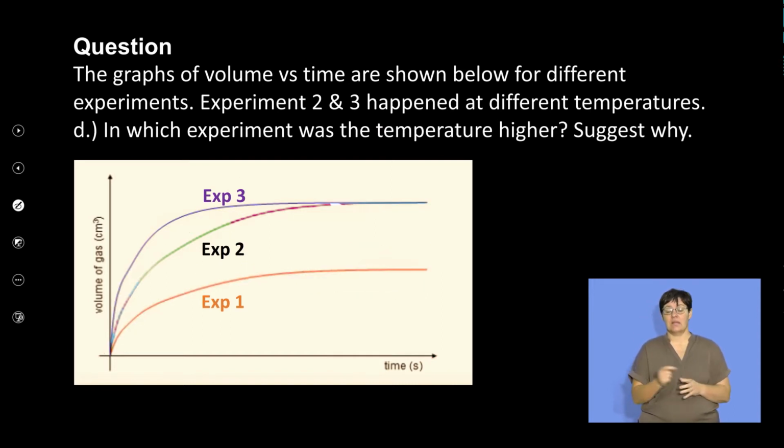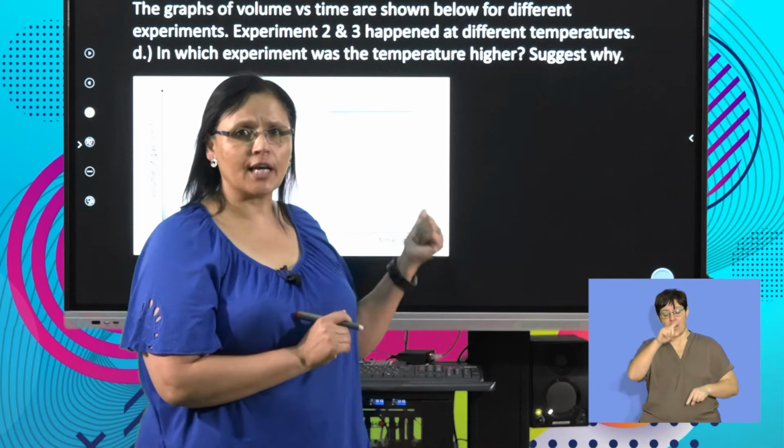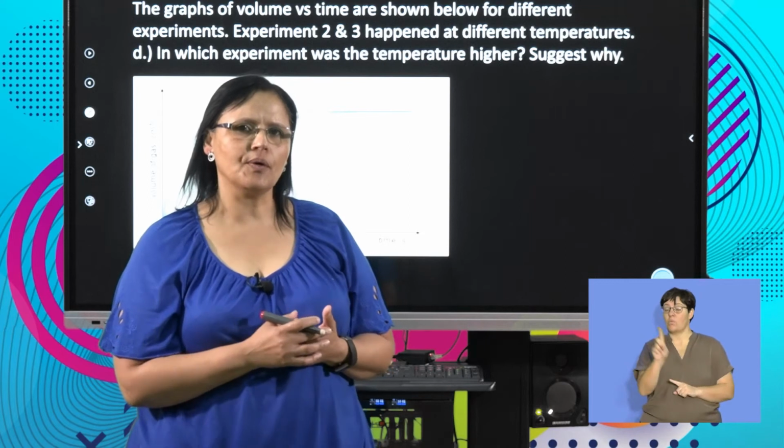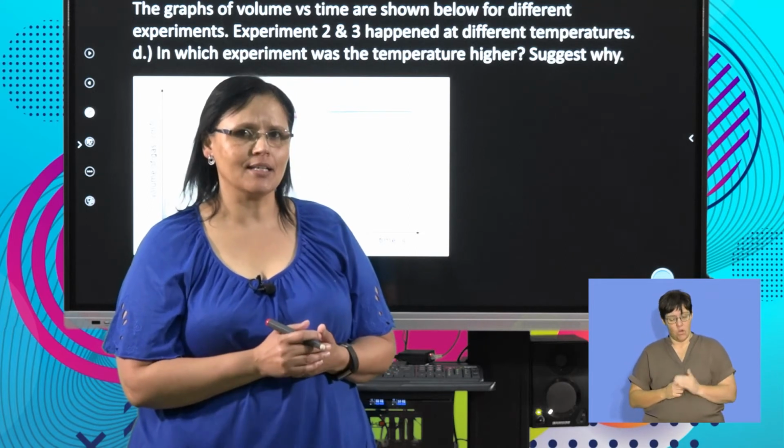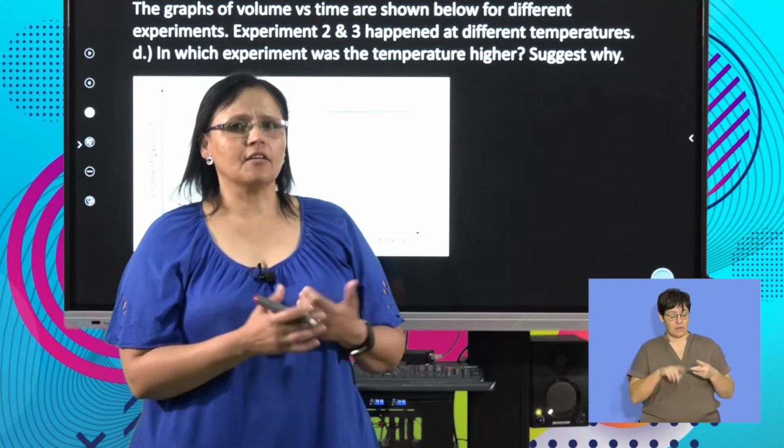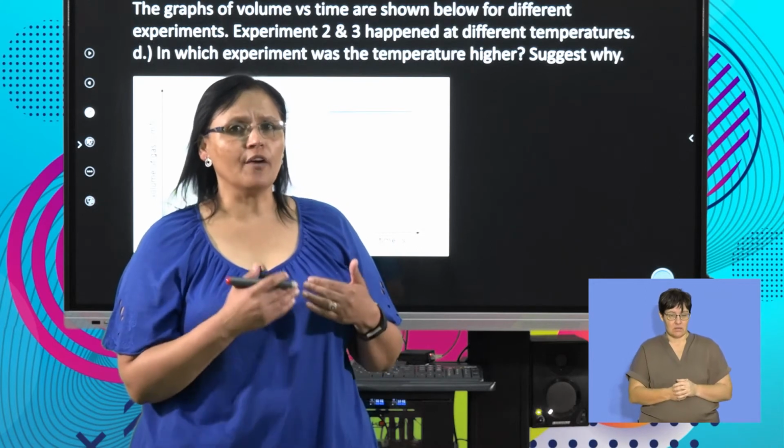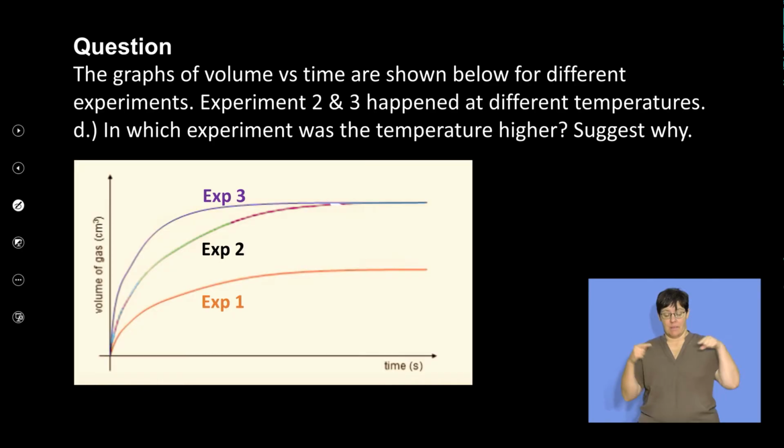Just before we go on, remember when we have rate graphs, we always need to look at the steepness of our gradient. And the other thing that we need to look at is wherever our line is parallel to our time axis. So, in which of these experiments was the temperature the highest? And you must suggest a reason why.